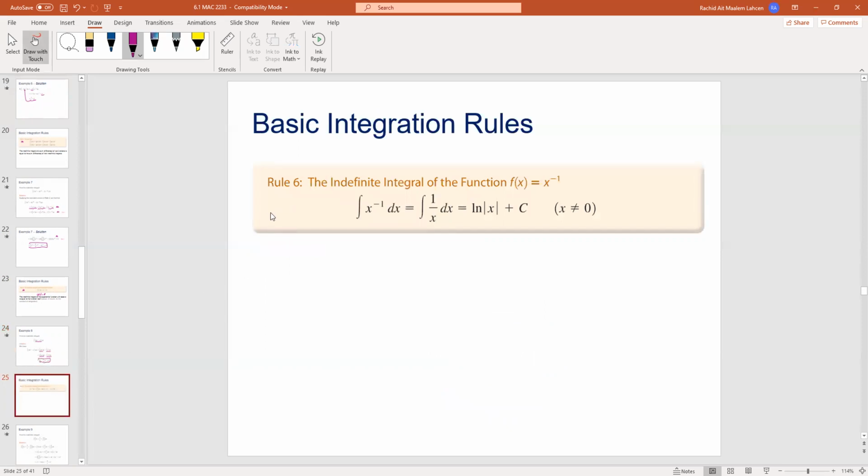Rule number 6, or R6. We saw the derivative for the natural log to be 1 over x. So we did the derivative for natural log, and we find it to be 1 over x. So now a similar thing, we want the antiderivative. So if we have x to the negative 1, or 1 over x, it's going to be the natural log with the absolute value of x plus c.